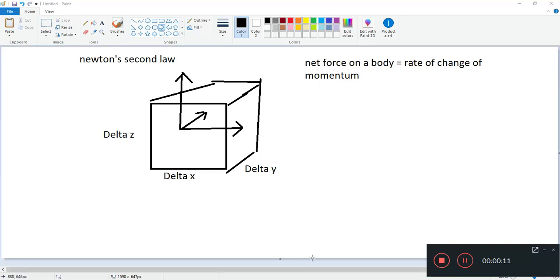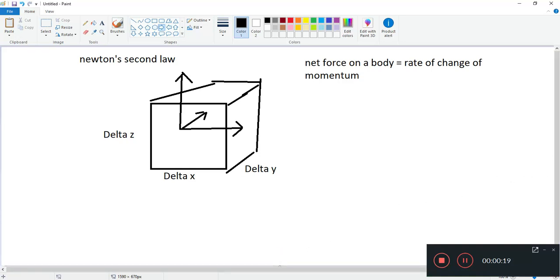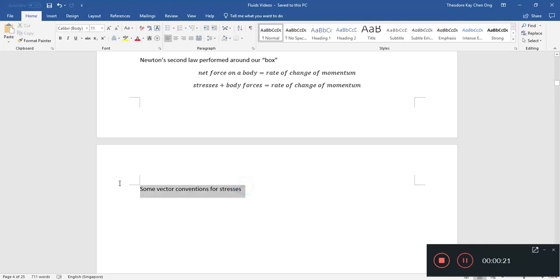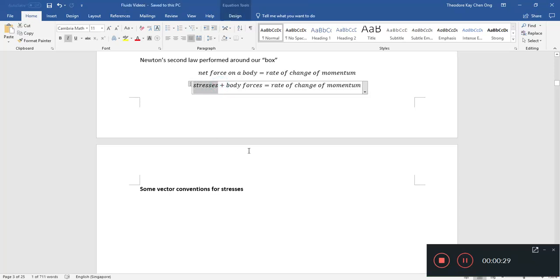So yeah, in the last video we wanted to find out which directions are positive for our stresses. So we needed to develop some vector conventions for our stresses so that we can start our analysis on determining the net force on our body. Okay, so let's do it as per normal.